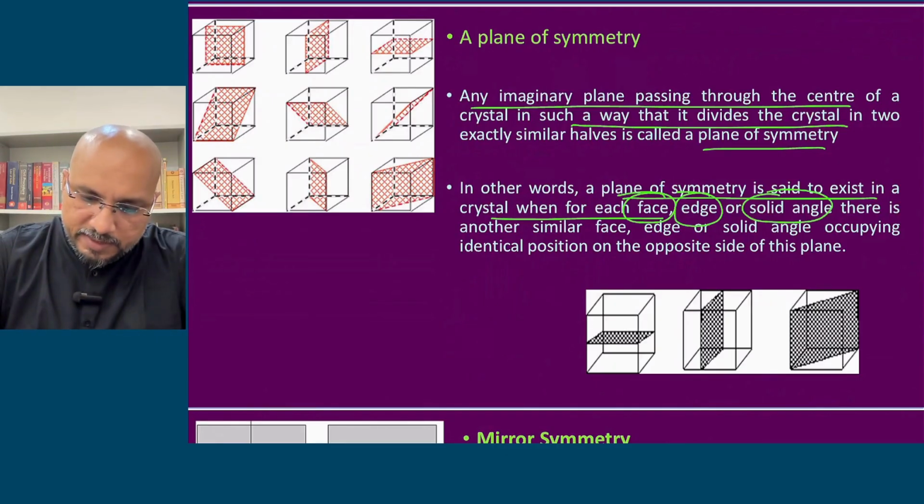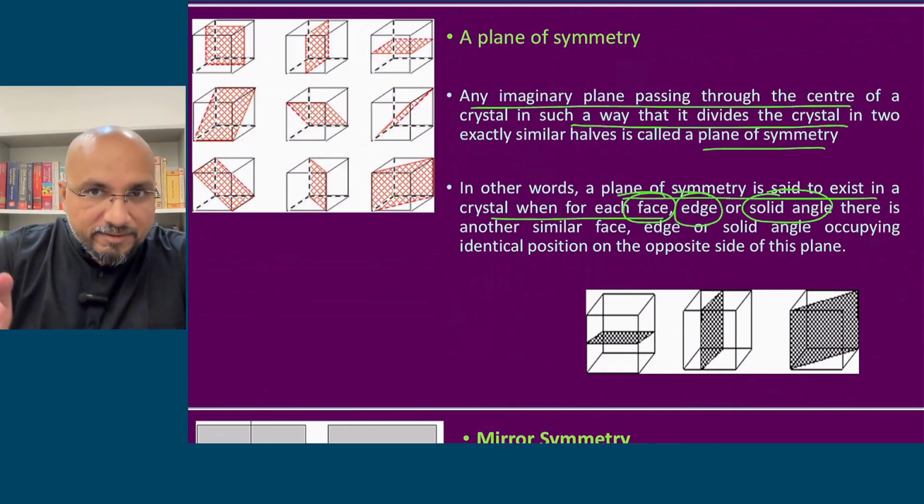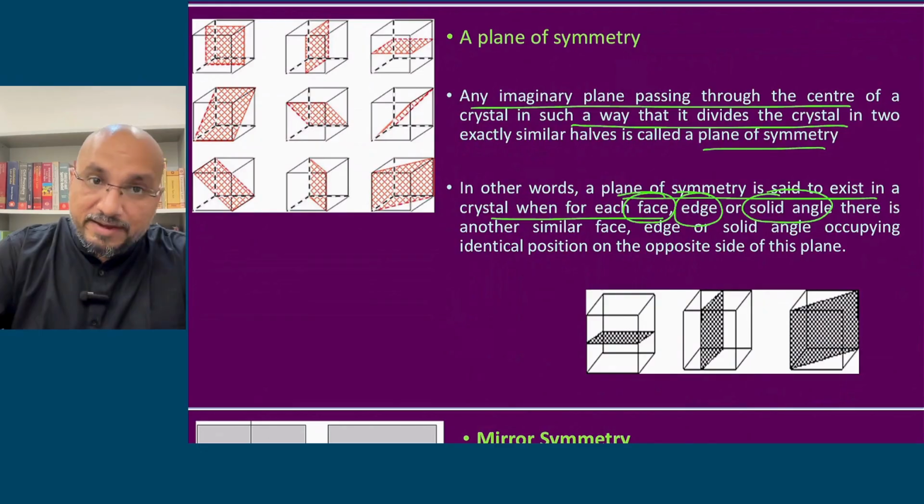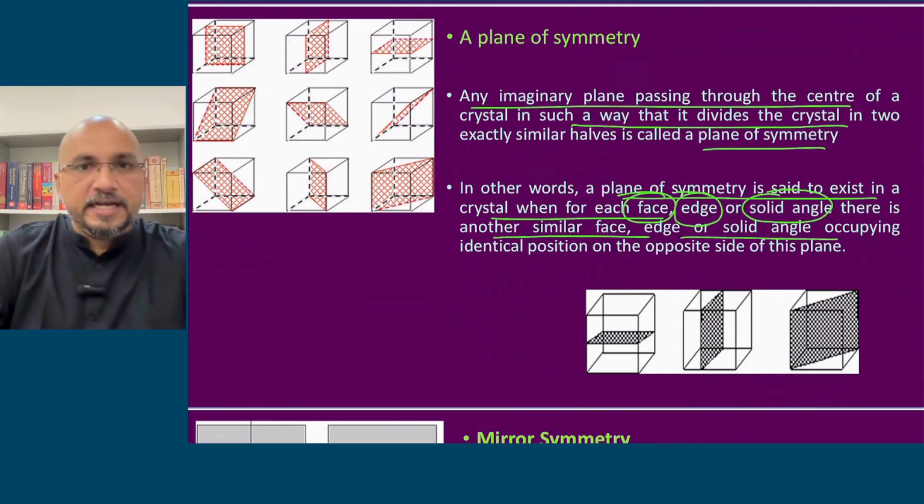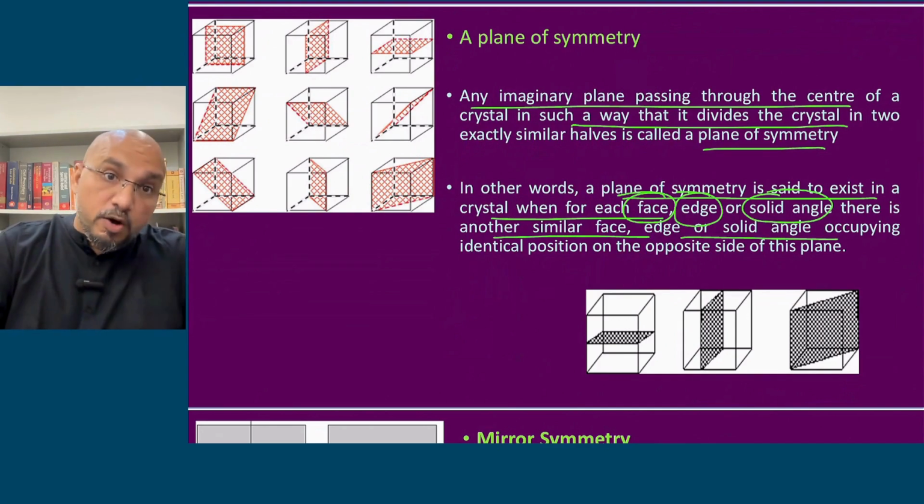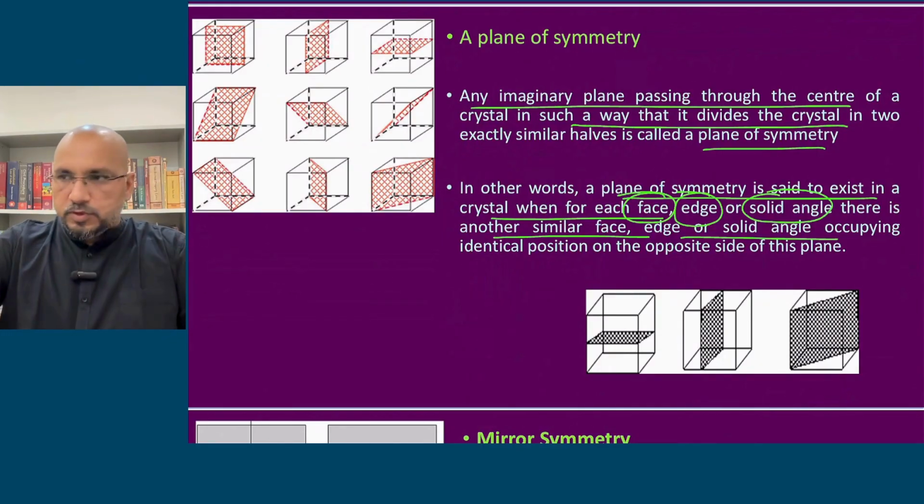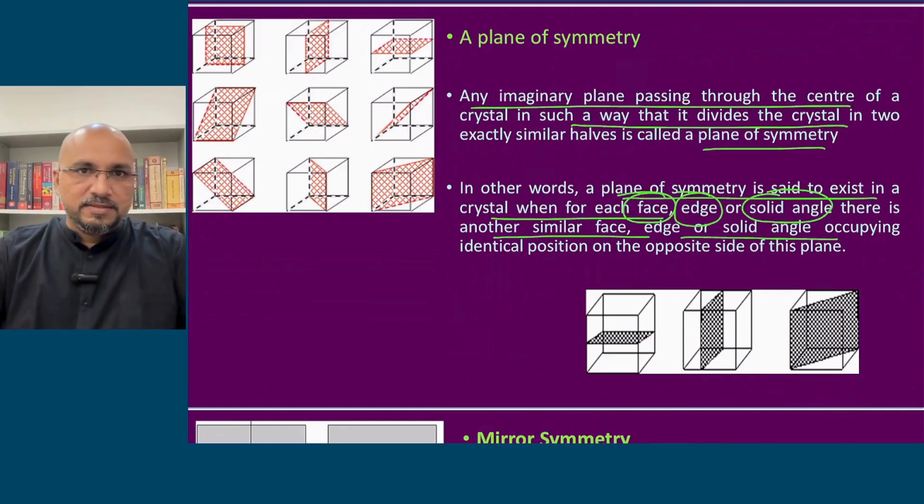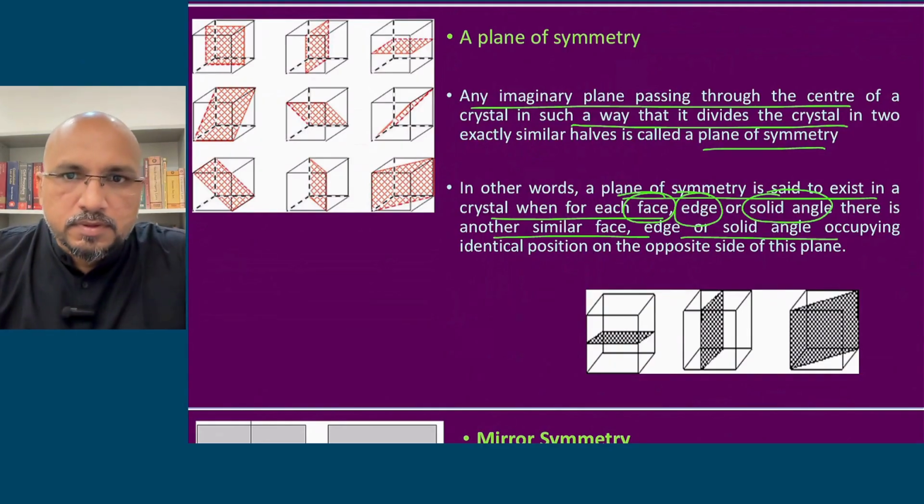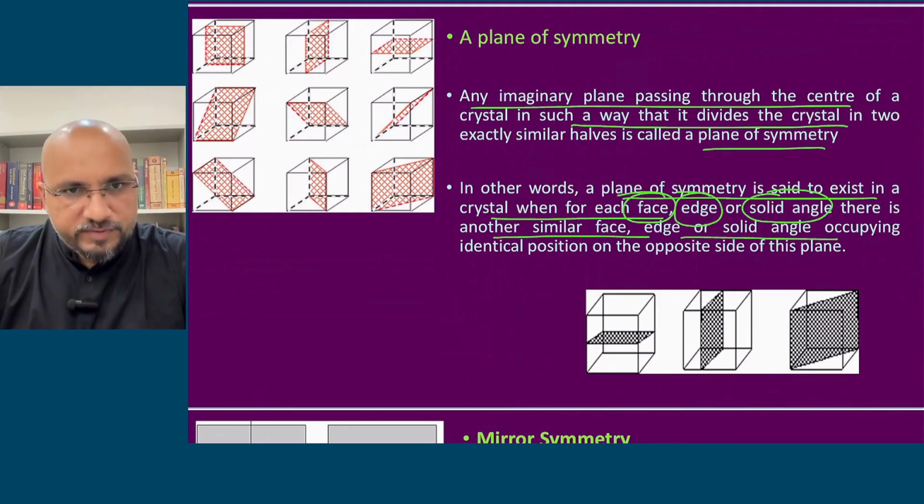Solid angle means we are talking about this corner. Solid angles are corners, right? So for every face, every edge, every solid angle, there is another similar face, edge or solid angle occupying the identical position on the opposite side. If you have a face, edge or solid angle on one side, then on the exact opposite side you will have the exact edge, face and corner or solid angle. Then you have a plane of symmetry.